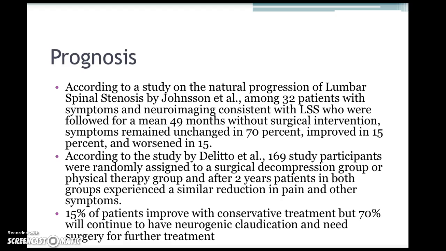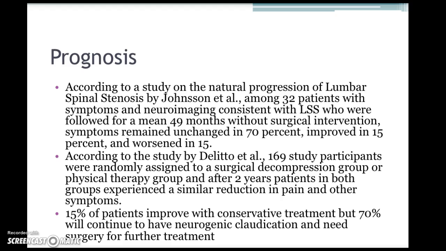The prognosis. A study by Johnson et al. looked at the natural progression of lumbar spinal stenosis in 32 patients with symptoms and neuroimaging consistent with lumbar spinal stenosis. These patients were followed for 49 months without surgical intervention, and it was found that symptoms remained unchanged in 70%, improved in 15%, and worsened in 15%.